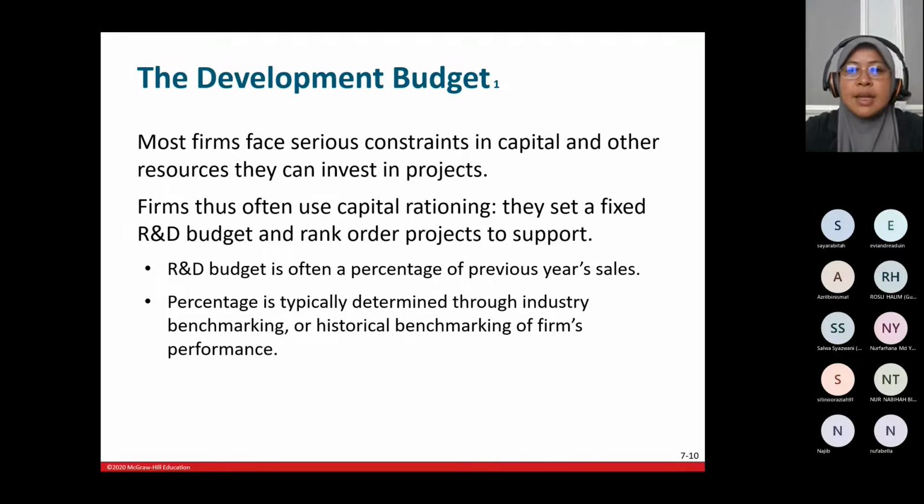Firms thus often use capital ratios. They set a fixed R&D budget and rank order projects to support. Okay, so the R&D budget is often a percentage of the previous year's sales, and the percentage is typically determined through industry benchmarks or historical benchmarking of firm performance. So normally companies that have high sales will have more budget for R&D.